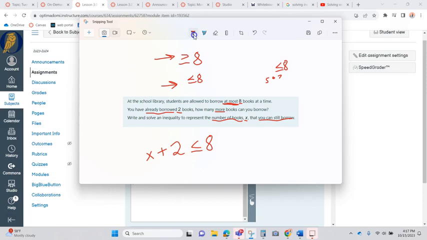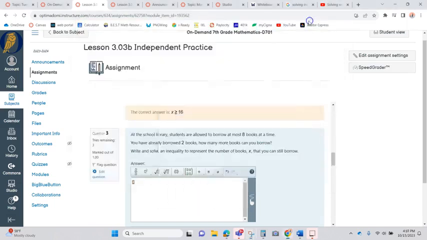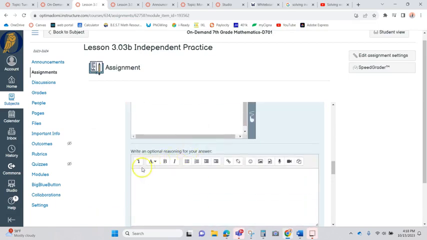Now, let's solve. Solving time. What is the inverse of plus 2? What is the opposite of plus 2? It is minus 2. Yeah, positive 2 minus 2 is 0. So that disappears because x plus 0 is just x. Now 8 minus 2 is the number 6. X is less than or equal to the number 6, meaning I already have 2 books, I can't check out any more than 6 books before reaching my limit of 8. X is less than or equal to 6.